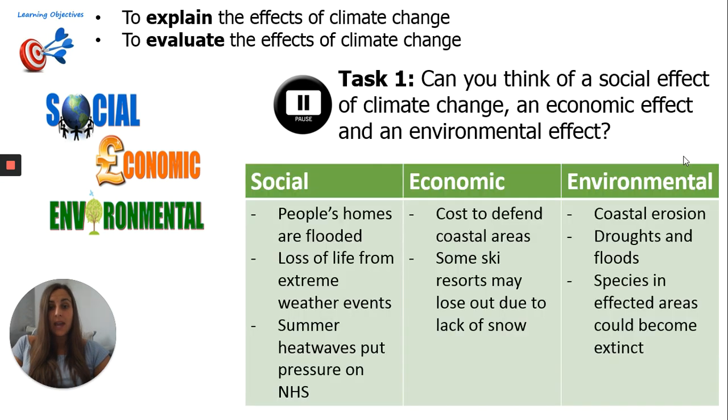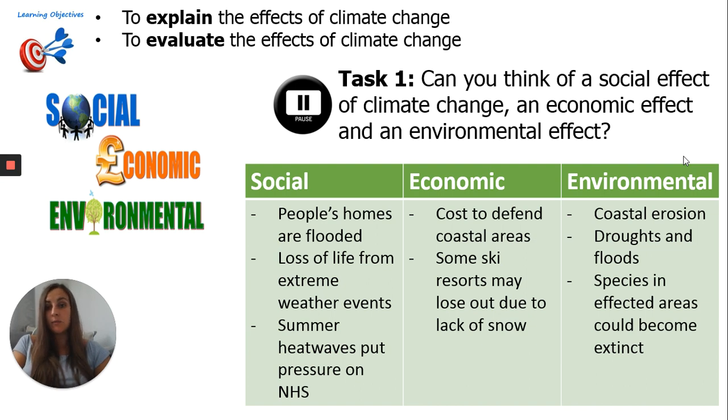Okay, so some possible answers. I might have come up with some different ones. So some possible social impacts. Remember, social is all about impacts on people. So people's homes could be flooded. If sea levels are rising, we're getting more extreme weather events, people's homes could be flooded. Unfortunately, there could be a loss of life due to more extreme weather events as well. And also summer heat waves could put pressure on our NHS due to people's reactions to that, problems with dehydration and so on.